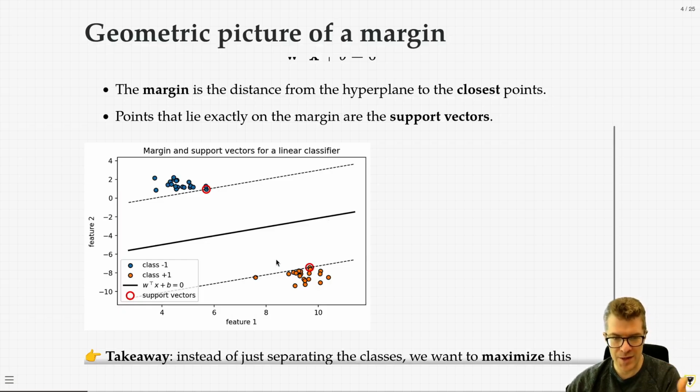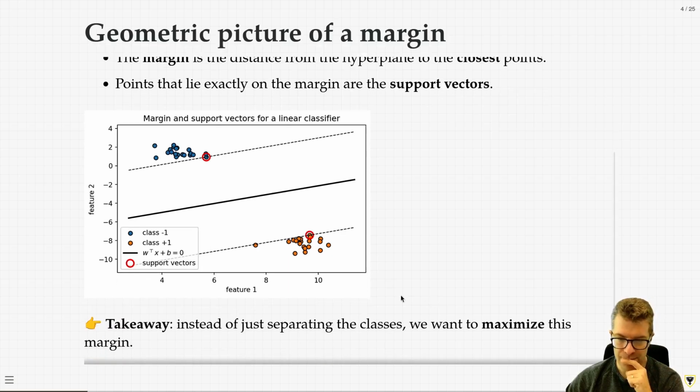So we want to be robust against future samples from the same classes, and this is an ideal way of doing it: to make as big a neutral zone as we can between the north data area and the south data area. So again, this is the main point. Instead of just separating the classes, which we could have done in an infinite number of ways, we want to maximize the margin to minimize the risk of newly sampled points finding themselves on the other side of the wall.